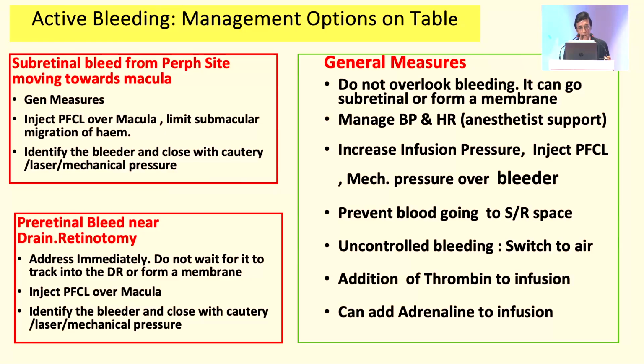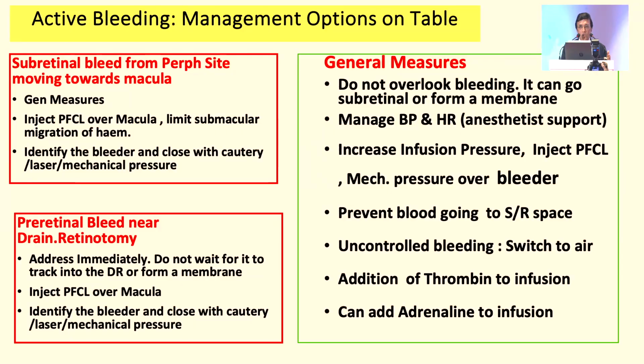There are certain general measures which we take, and there are specific measures in different situations. Please do not overlook any bleeding, because any bleeding can go subretinal if there is an associated break or a drainage retinotomy. You must manage the blood pressure and the heart rate, so you have to have good anesthetic support. You should increase the infusion pressure when required, inject PFCL, or even mechanically block the bleeder, and if required, you can switch to air.